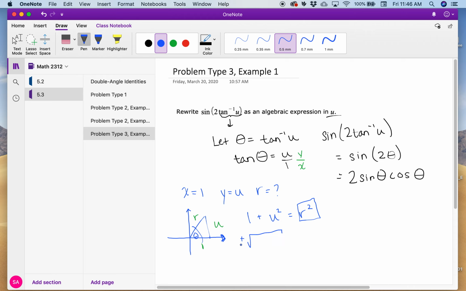Now remember, when we take the square root of both sides, we're going to get that plus or minus out front. Plus or minus the square root of 1 plus u squared. But we're working with r. R is always positive, so we're going to keep just the positive version.